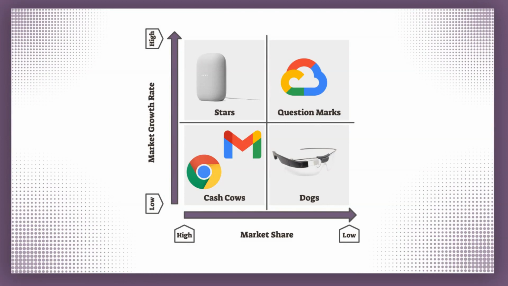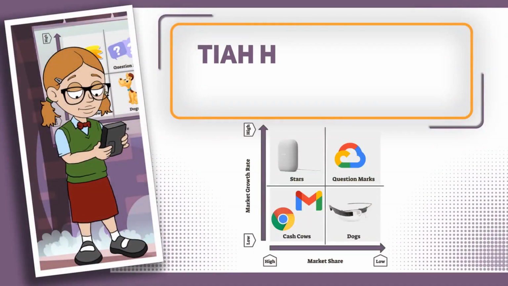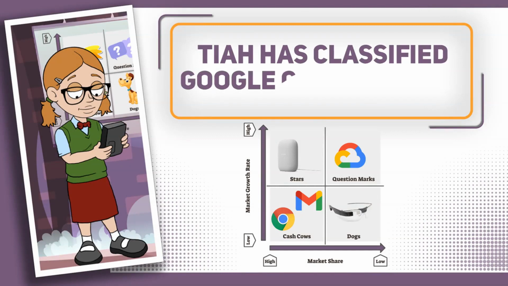Augmented reality smart glasses with voice-activated commands. The market for smart glasses has never really taken off, and the products have been very expensive, and sales were actually very low. They didn't look very cool, and there were lots of privacy concerns. In fact, Google didn't really do very much market research to check if the product was actually something that consumers wanted. In terms of the Boston Matrix, Tia has classified the Google Glass as a dog.